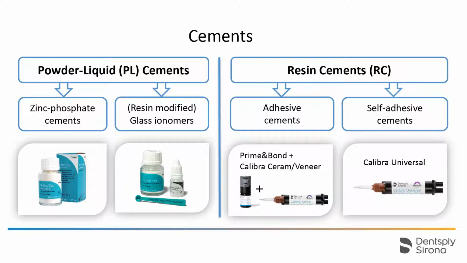Differentiation is made in the resin cement group between adhesive cements and self-adhesive cements. The term adhesive cement indicates that this type of cement should be used in combination with an adhesive, for example, Prime & Bond Elect, to achieve the greatest possible bond to the tooth. In this case, Dentsply Sirona provides the product Calibra Ceram and Calibra Veneer. In contrast, the latest resin cements are self-adhesive, meaning they bond by themselves to the tooth, making them very easy to use. Dentsply Sirona supplies the product Calibra Universal here.